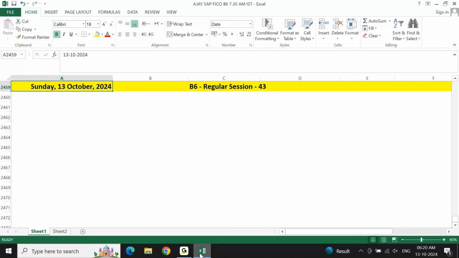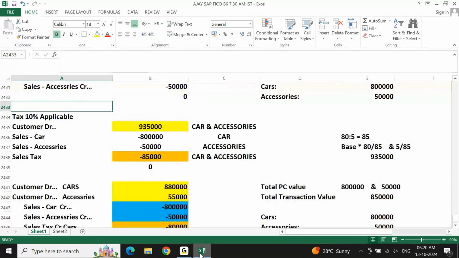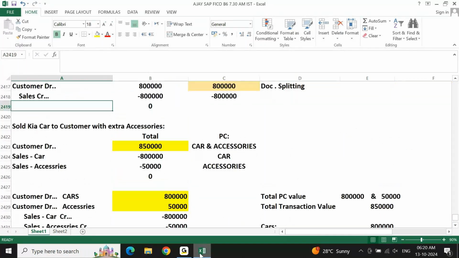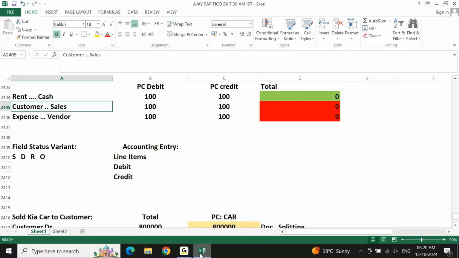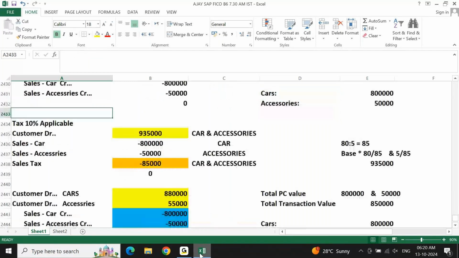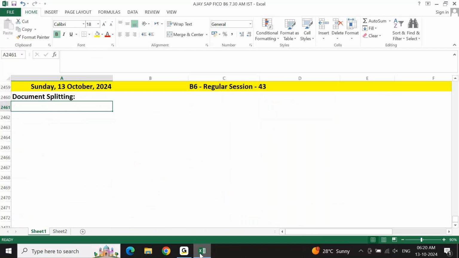Okay. In the last session, we were talking about document splitting. We understood that document splitting is all about updating profit center at every document level or at every transaction level. The reason being, in SAP, without profit center, no accounting document can be recorded or posted. Now let's try to understand document splitting.